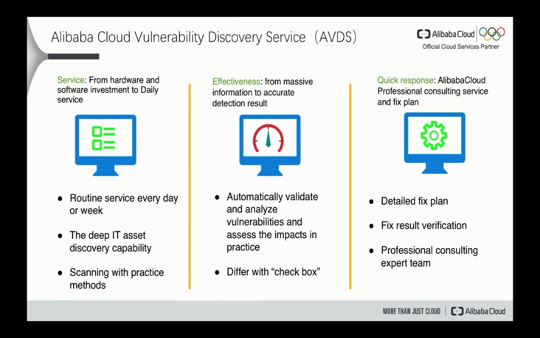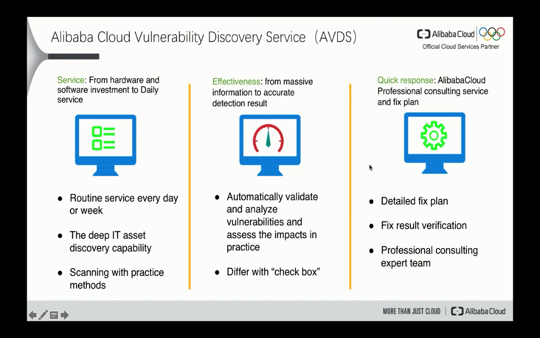The effectiveness is about automatically validating and analyzing the vulnerabilities and assessing the impact in practice. Those are all based on our big data and the intelligence engine on the backend, and all the historical information we collected and all the attack patterns we have, so that we can use that data to do automatic vulnerability analysis and validation. It's not like the traditional checkbox, right? It's not a yes or no answer.